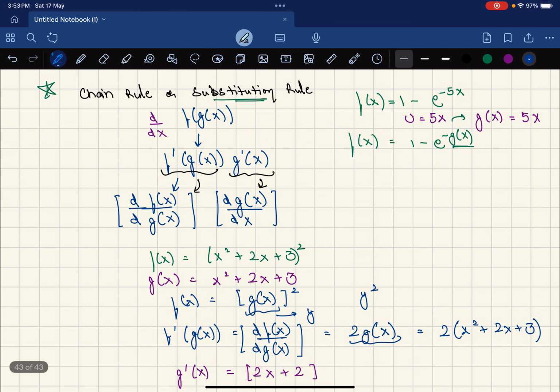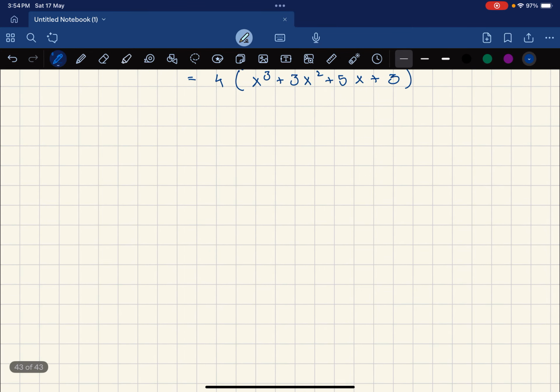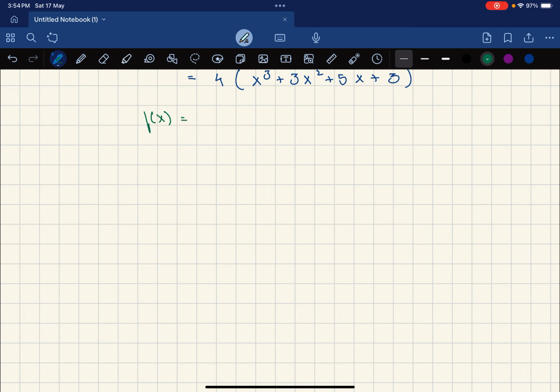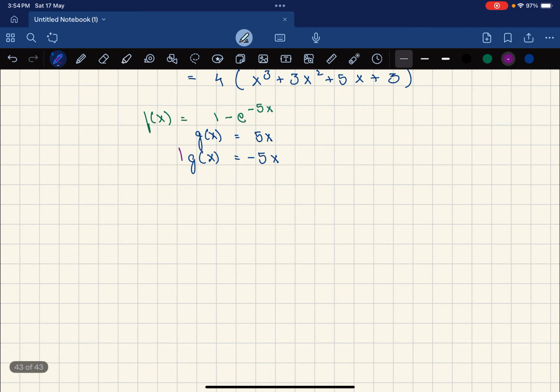Now one thing to note here, let us say we had this particular function which we saw earlier in an example. Let us say we had f(x) equal to 1 minus e to the power minus 5x. Now instead of taking g(x) as 5x, we could have also taken g(x) as minus 5x, and in both ways we would have been able to calculate the required result. So now let us say we take it as minus 5x in this case.